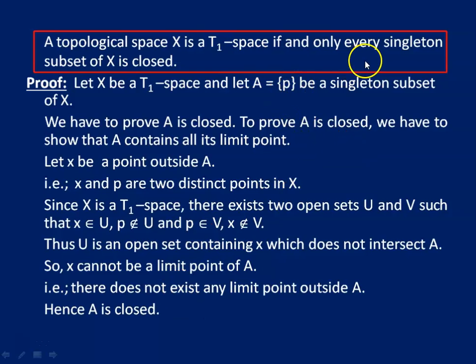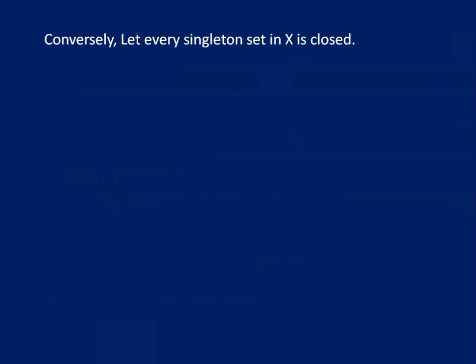We have to prove that if every singleton subset of X is closed, then X is a T1 topological space. Conversely, let every singleton set in X be closed. We have to prove that X is a T1 topological space. To prove X is a T1 topological space, we have to show that for every pair of distinct points x and y, there exist open sets U and V, where U contains one point but not the other one, and V contains the second point but not the first one.